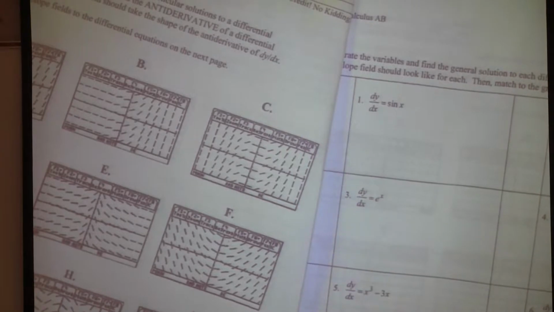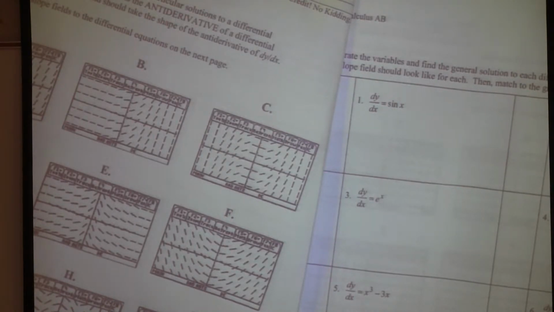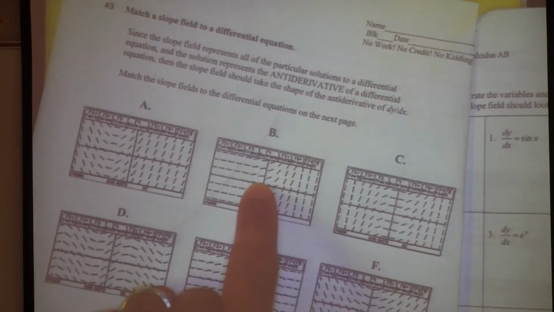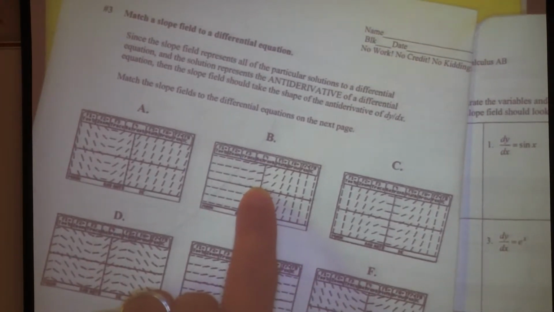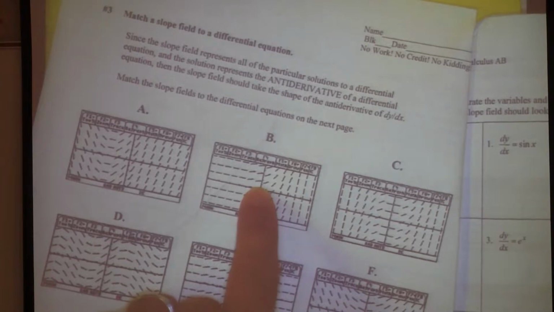Okay, if I integrate e to the x, what do I get? E to the x. So what does the graph of e to the x look like? It looks like this. Okay? Yes? E to the x. So it gets really close to 0, and then it goes up. Okay? So which one is depicting that? Letter B. Okay? So I know that the answer to that one would be B. Real quick. Just by knowing what its integral, what its original equation is.